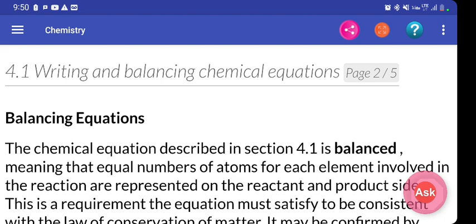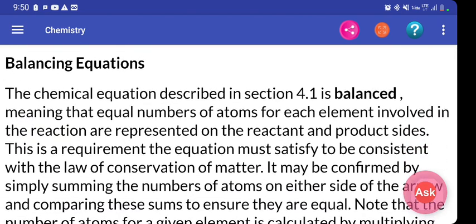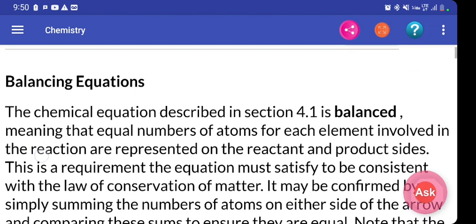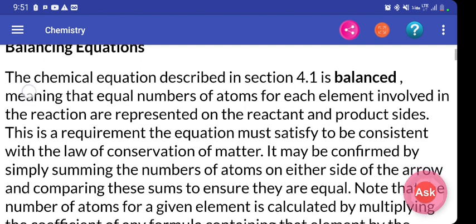4.1 Writing and balancing chemical equations. Balancing equations. The chemical equation described in section 4.1 is balanced, meaning that equal numbers of atoms for each element involved in the reaction are represented on the reactant and product sides. This is a requirement the equation must satisfy to be consistent with the law of conservation of matter.